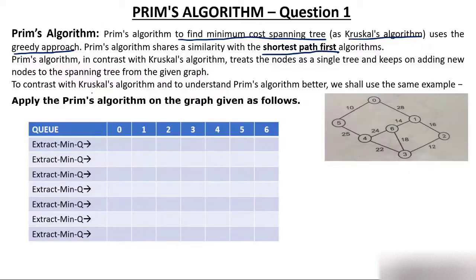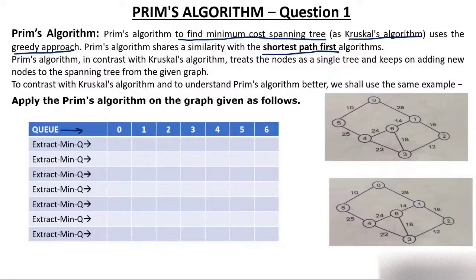So I have made one matrix. Let me tell you what this matrix is all about. In this matrix, I'm creating a queue. First of all, you can see there is a queue, and in the queue I've inserted all the vertices of this graph. How many vertices are there? Seven vertices. From 0 to 6, I've inserted all the vertices in the queue. This is a part of the algorithm.